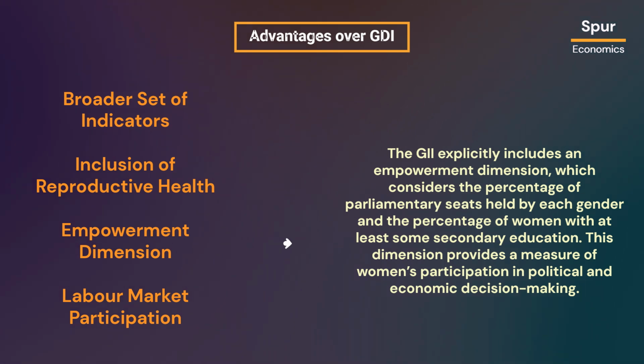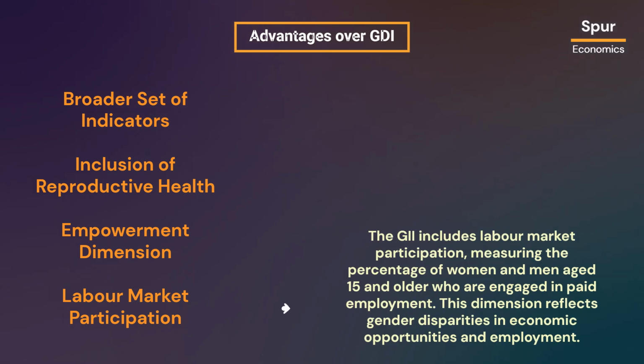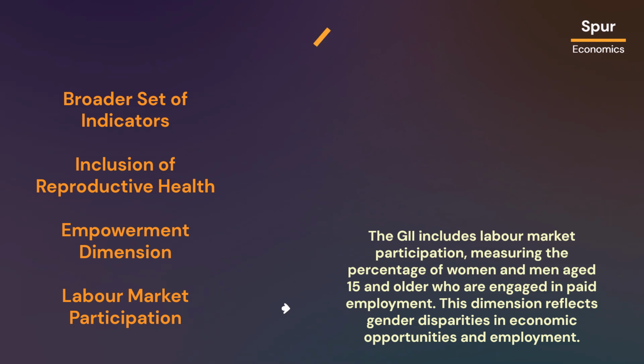gender and the percentage of women with at least some secondary education. This dimension provides a measure of women's participation in political and economic decision-making. The GII includes labor market participation, measuring the percentage of women and men aged 15 and older who are engaged in paid employment. This dimension reflects gender disparities in economic opportunities and employment.